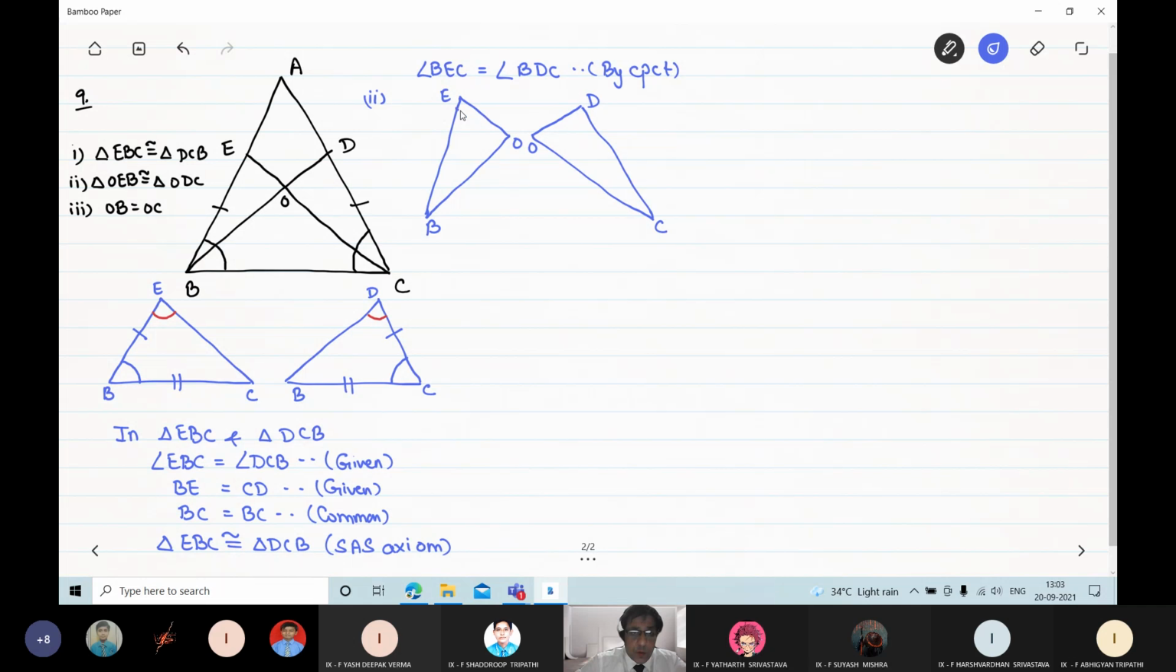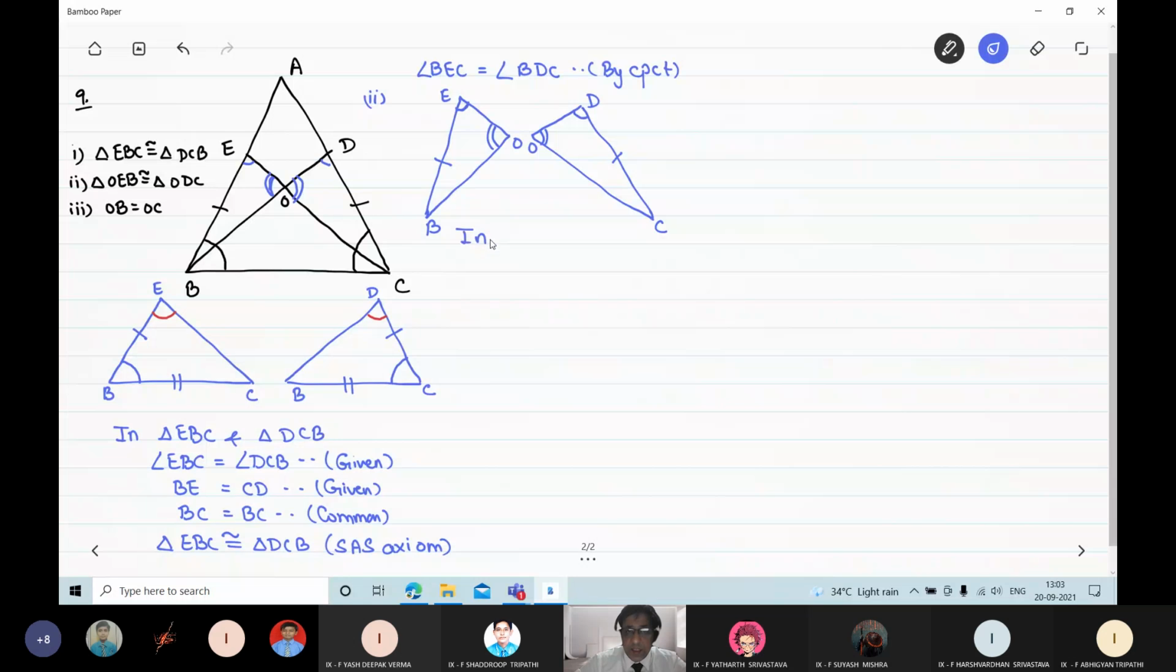Now I have just proved that this angle is equal to this angle. We know that BE is equal to CD. Can we say that these two angles will be equal? You see the figure? They are equal because they are vertically opposite angles. So two angles and one side, so we can prove them congruent by the angle angle side axiom. Isn't it, children? Yes, sir.